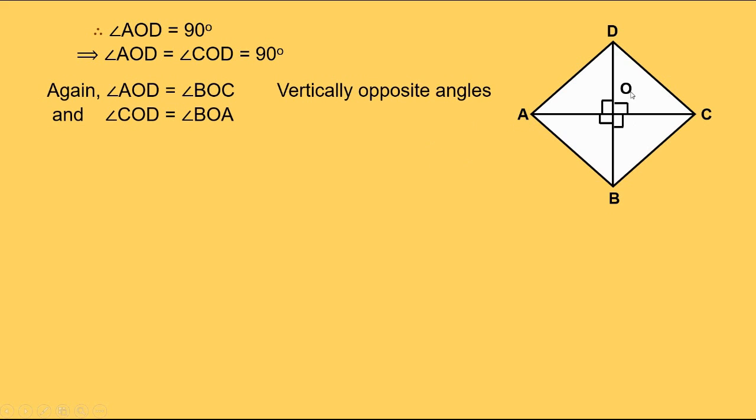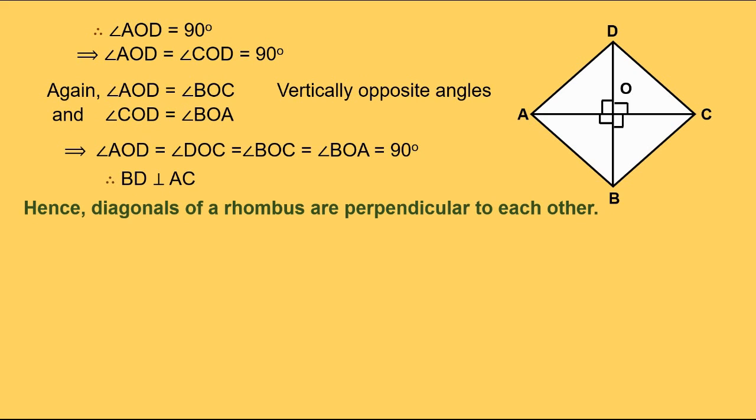This implies angle AOD is equal to angle DOC, which is equal to angle BOC, which is equal to angle BOA, which is equal to 90 degrees. Therefore, BD is perpendicular to AC. Hence, we can say that diagonals of a rhombus are perpendicular to each other. Now, let's go for the next problem.